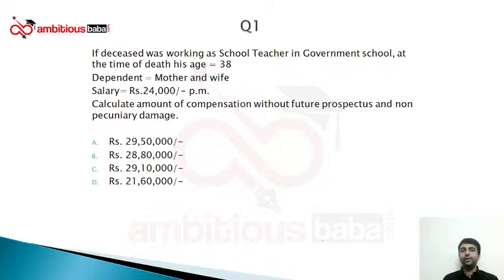Let me know if you need any help. I can tell you the age multiplier if you want, because as of now you have not memorized the table. The age is in the bracket of 36 to 40. For this particular age, the age multiplier is 15.